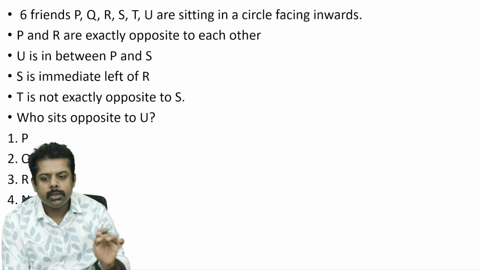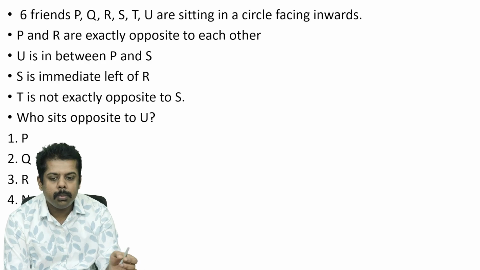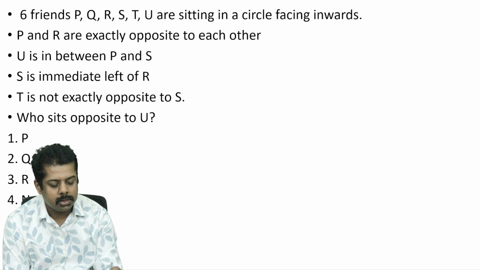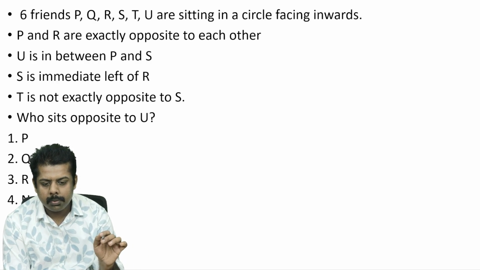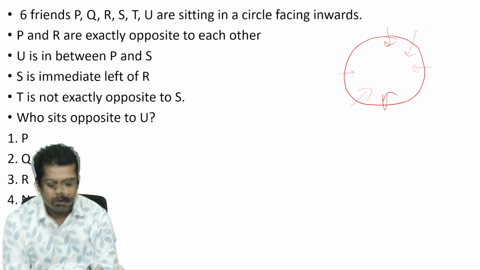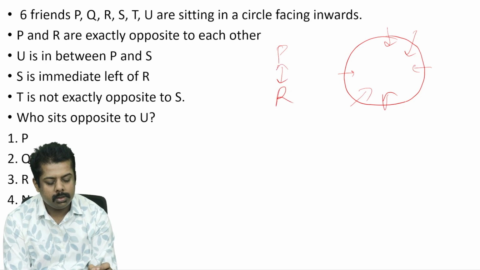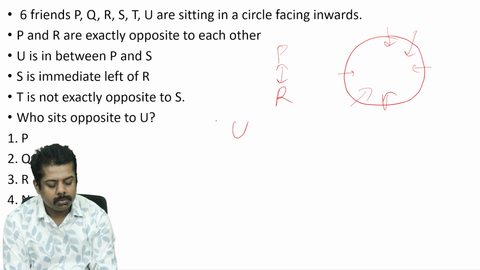Now moving to the next question. Here as well we have 6 people, but the 6 people are facing inside. So first we draw the basic diagram here. Drawing the basic diagram, 6 people are there. So what are the points they have given? First point, P and R are exactly opposite to each other. So P and R are opposite. Now U is between P and S. So U is sitting between P and S.